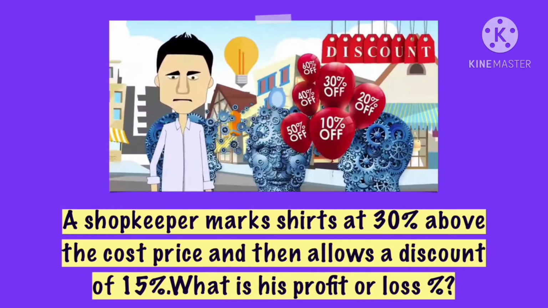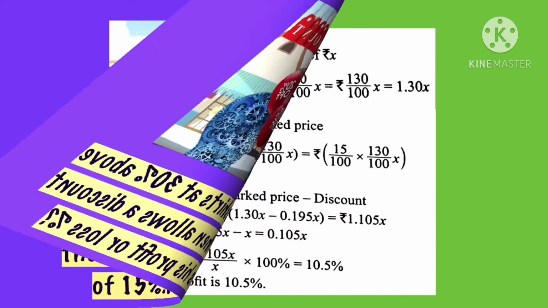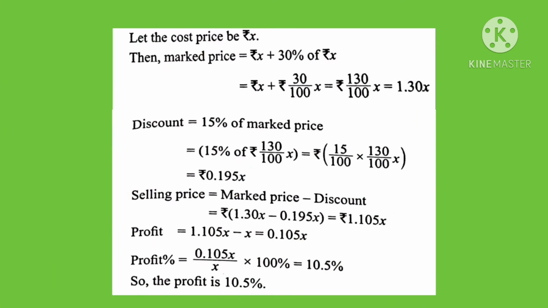A shopkeeper marks shirts at 30% above the cost price and then allows a discount of 15%. What is his profit or loss percent? So to find the solution of this problem, let the cost price of the shirt be X rupees, then marked price is 30% above the cost price, so X plus 30% of X means 1.30x. Discount is 15% of marked price, so 15% of 130 upon 100x and you will get 0.195x.